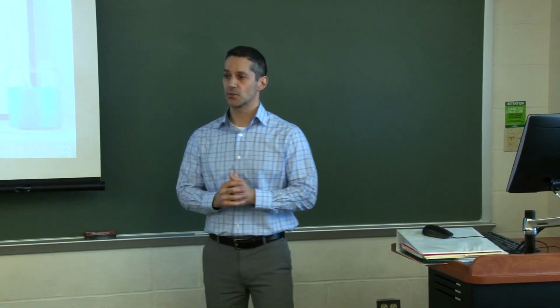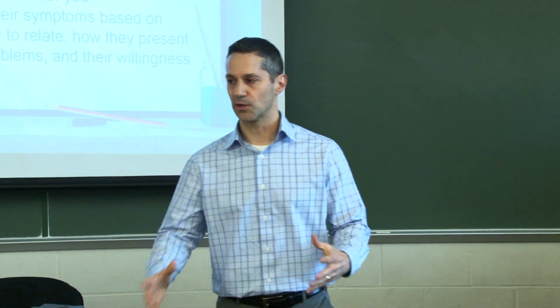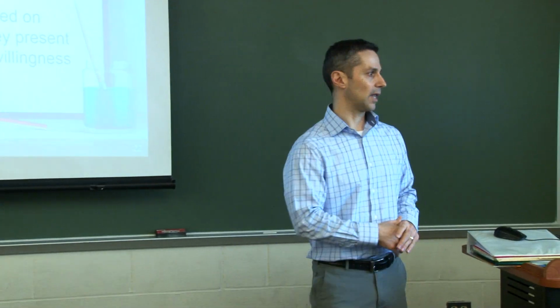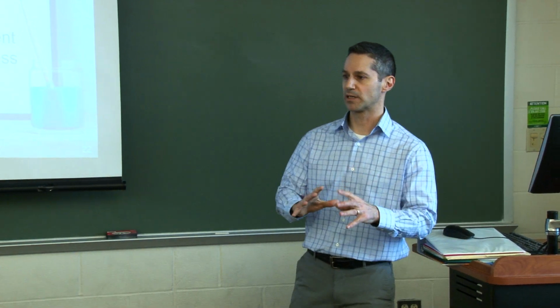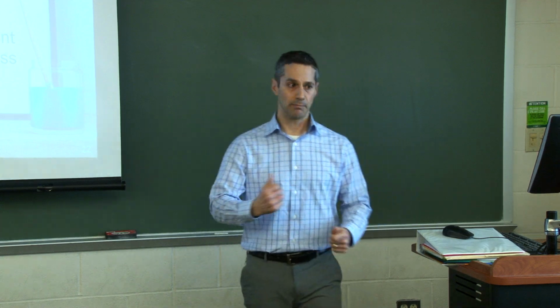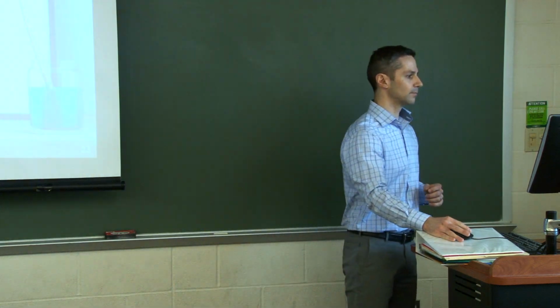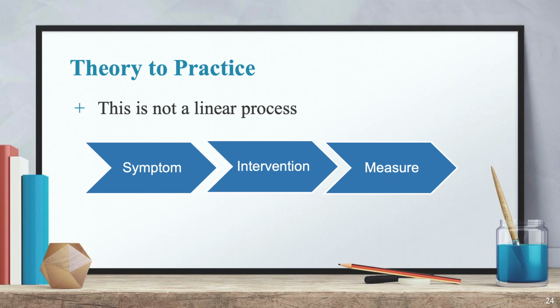And also their willingness to engage with you. If you have someone who's not going to engage with you, how is that going to affect how you work with them? There's a lot to consider from a human perspective and a theoretical perspective versus just jumping to a theory of pathology and a matching intervention. So in other words, you start by building rapport, focusing on the person, and you gradually work your way into getting to know their symptoms and pathology, etc. And then don't focus right on symptoms, okay? It's not a linear process.